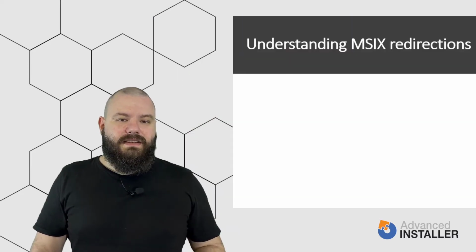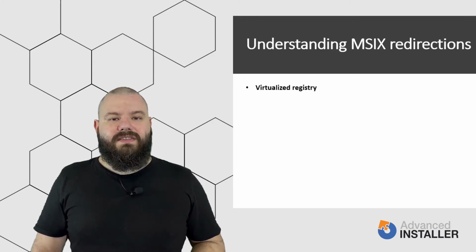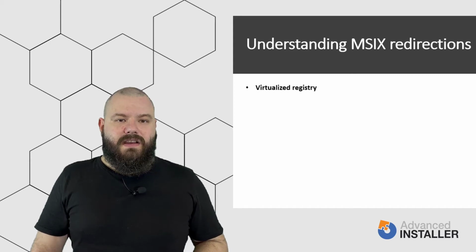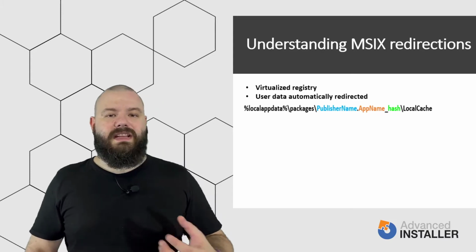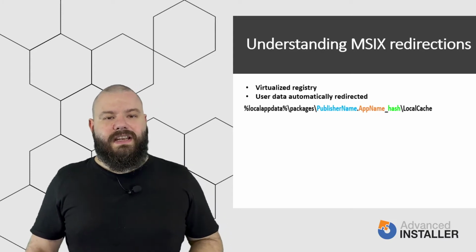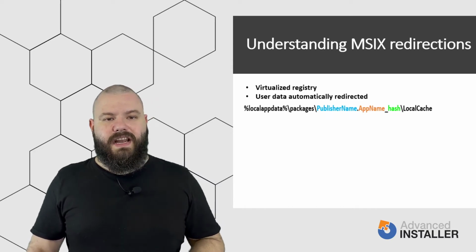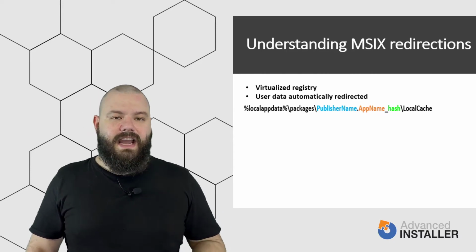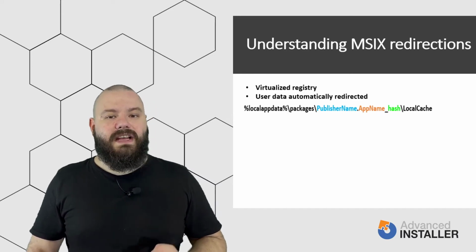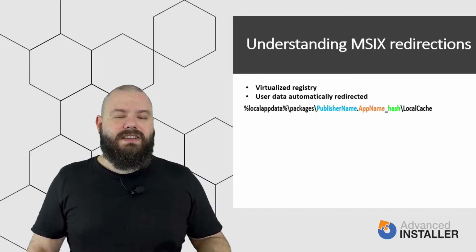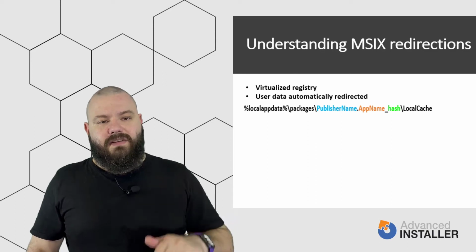With MSIX, the registry is virtualized inside the package, and user data is automatically redirected to a local app data location. For example, if I have an application which creates or modifies a file during execution in the user's app data folder, this is actually created in local app data, packages, a subfolder composed as publisher name dot app name underline hash, and another subfolder called local cache, which simulates app data and local app data from the user. We already have an article regarding app data management in MSI, MSIX, and APPV, which I will link down below.